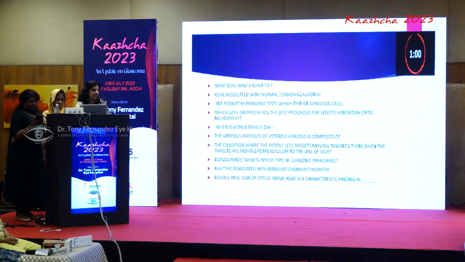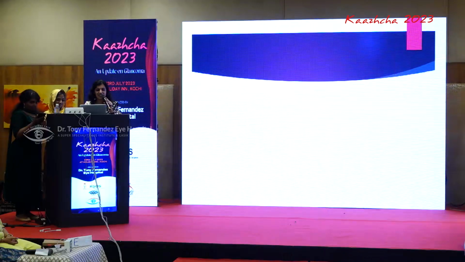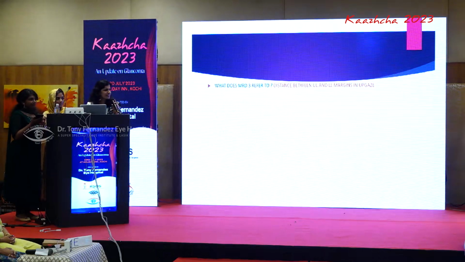Correct. Double ring sign of optic nerve head is a characteristic finding in? Hypoplasia, optic nerve head hypoplasia. Correct. So, MRD3 is the distance between upper lid and lower. You said from pupil, right? You said from pupil, so that's minus 5.